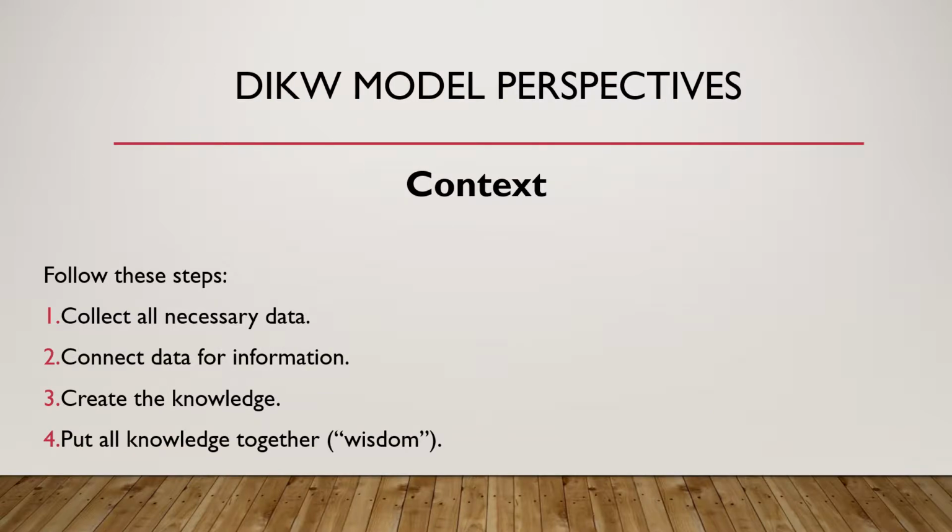The context perspective of the DIKW model has the following sequence. Step 1. Receive and gather all your important data. Step 2. Connect all the data you have for information. Step 3. Create your knowledge. And then, the last of all, step 4. Have all your knowledge put together, which is known as the wisdom step.